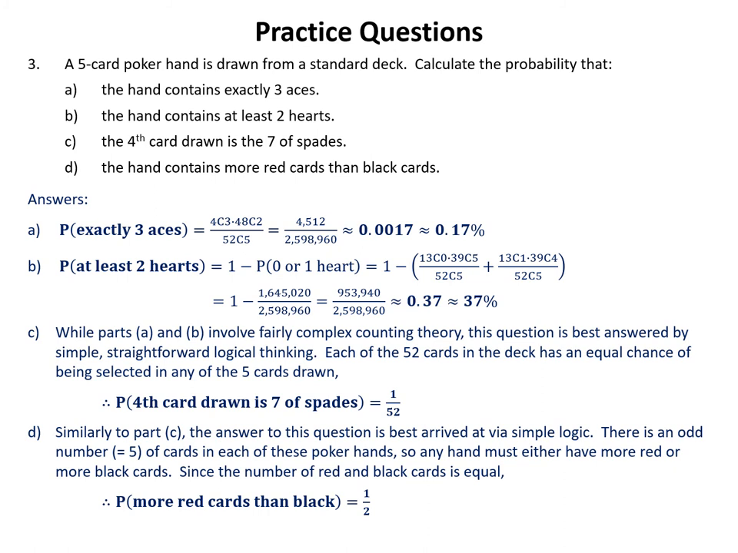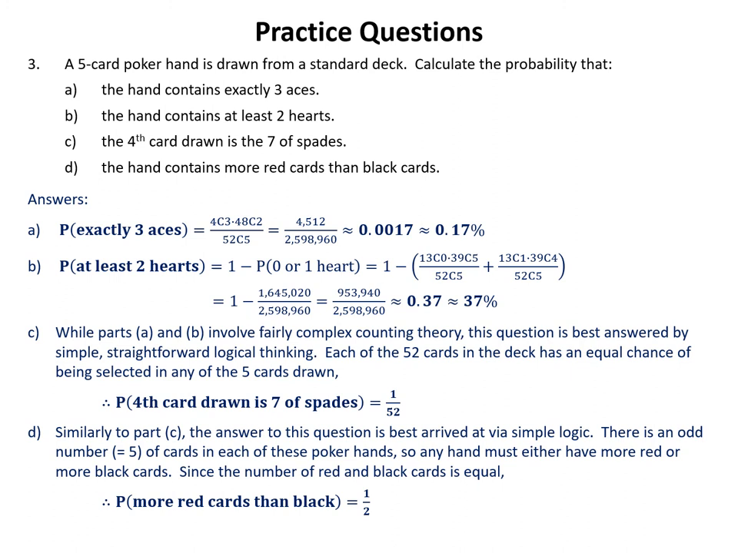So for no hearts, it would be 13 choose 0 times 39 choose 5 over 52 choose 5. And then plus for one heart, it would be 13 choose 1 times 39 choose 4 over 52 choose 5. So 1 minus the sum of those equals 1 minus 1,645,020 over 2,598,960, which equals 953,940 over 2,598,960, which rounds to 0.37 or 37%.